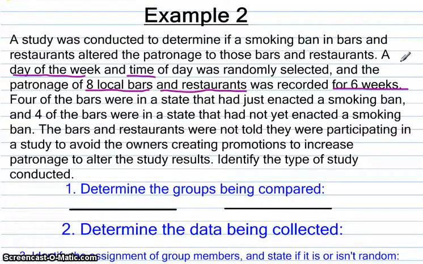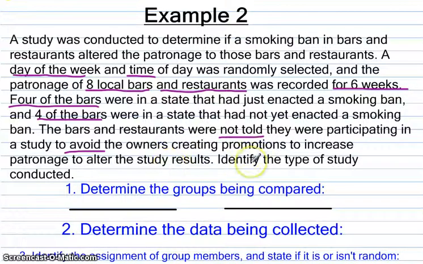So they did some observing. They just kind of recorded things. And it says that 4 of them were in a state that had a smoking ban, and 4 of them were in a state that did not have one. Now, the places were not told that they were participating, so they were just watching because they wanted to avoid the owners creating promotions to try and get them to have better results.